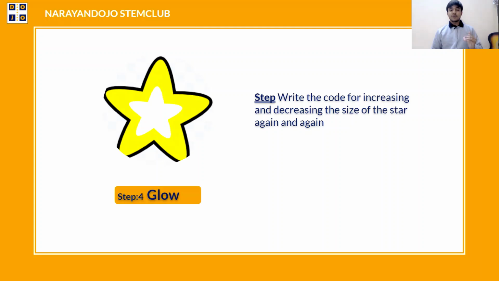In step 4, we have to glow the star. For this, we have to write the code for increasing and decreasing the size of the star again and again. The next one is we have to animate the star so that it looks like it is glowing. And for animating it, we have to decrease the size or increase the size slowly again and again, so that it looks like a realistic, glowing star.